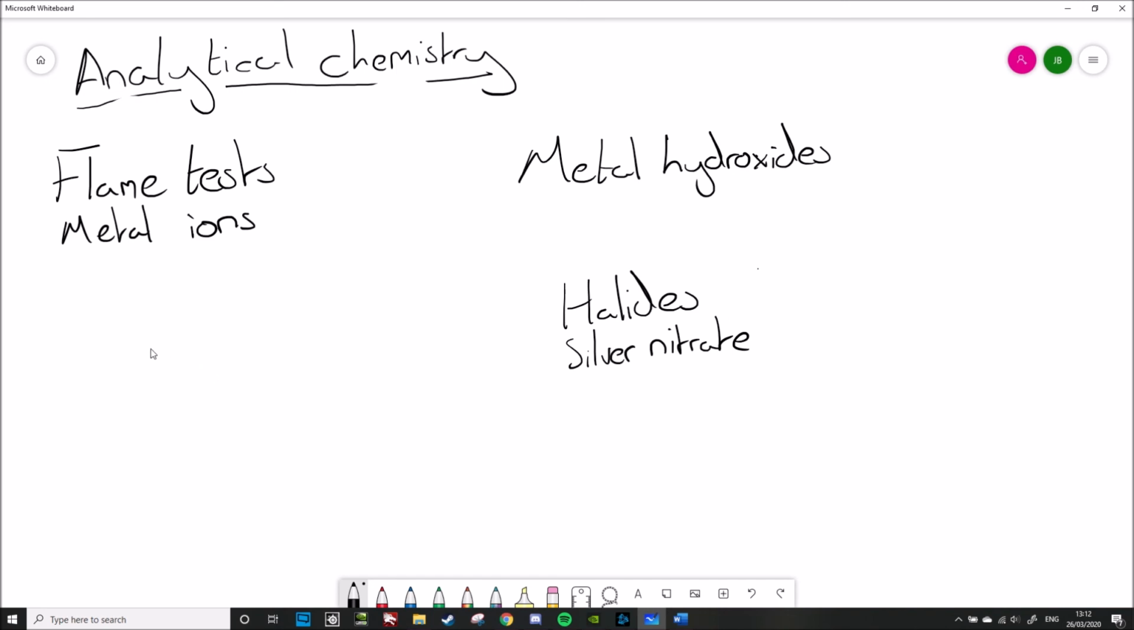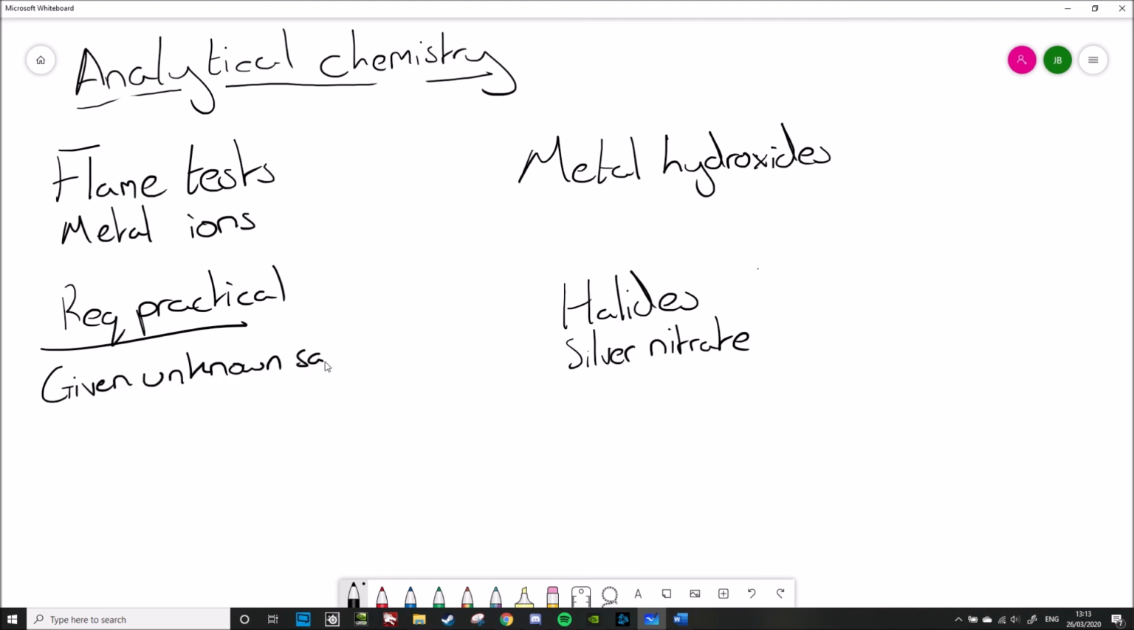Right, and that's some of the key ones to test for. I'm going to make sure that there is a file attached to this video that has a lot more information on which you can go through. There's not a lot for me to talk about with this, it's just learning the tests. Now, there is a required practical for this. And in this required practical, you're given unknown salts, and you've got to figure them out by doing the tests.